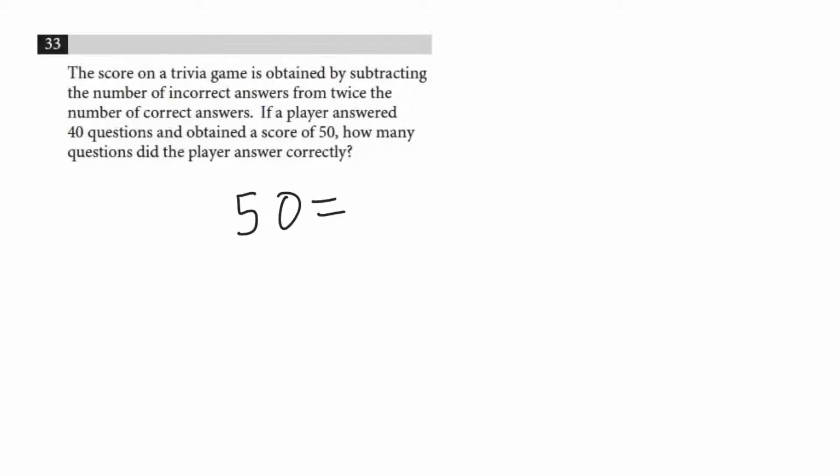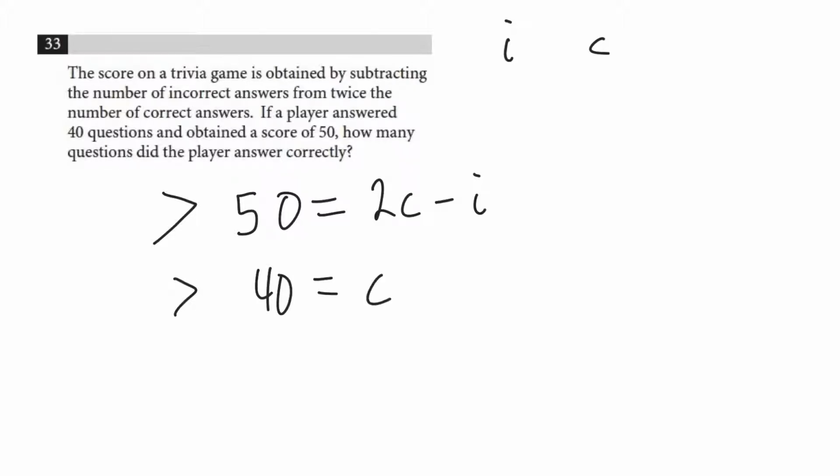So might as well use incorrect and correct, I and C. So we're going to subtract the number of incorrect from twice the correct answer. So 2C minus I. If a player answered 40 questions and obtained a score of 50, then we know he obtained a score of 50. That would be this equation. And our second equation would be that 40 questions equals correct plus incorrect.